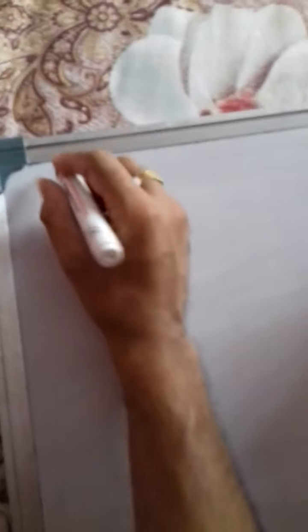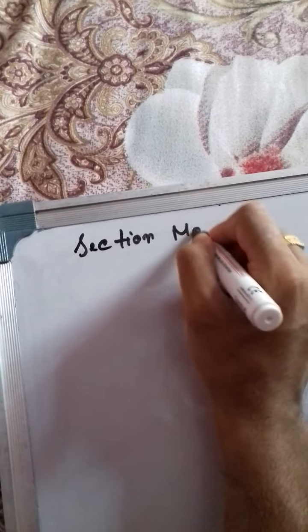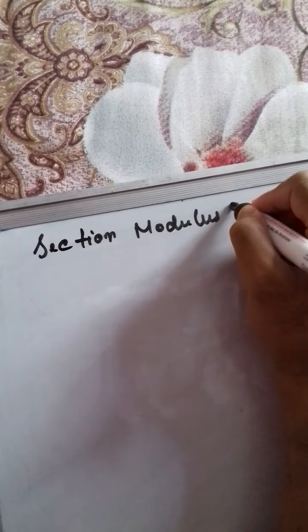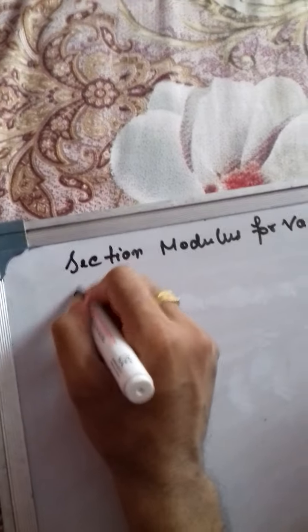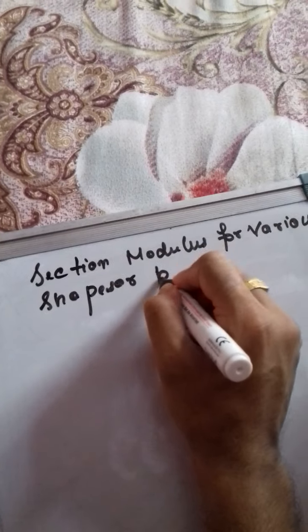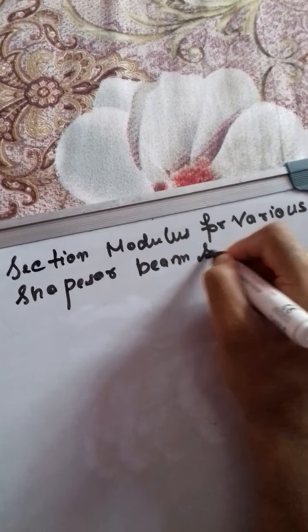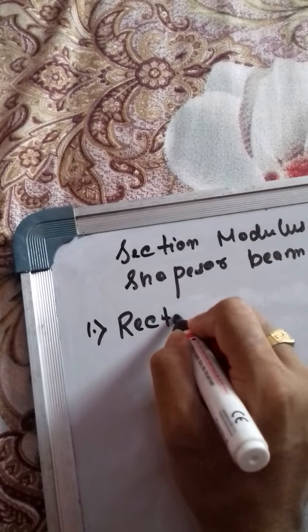Okay, so in the last class we have seen about the section modulus. In this class we are going to see the section modulus for various shapes or beam sections. Okay, first of all let us discuss a rectangular section.